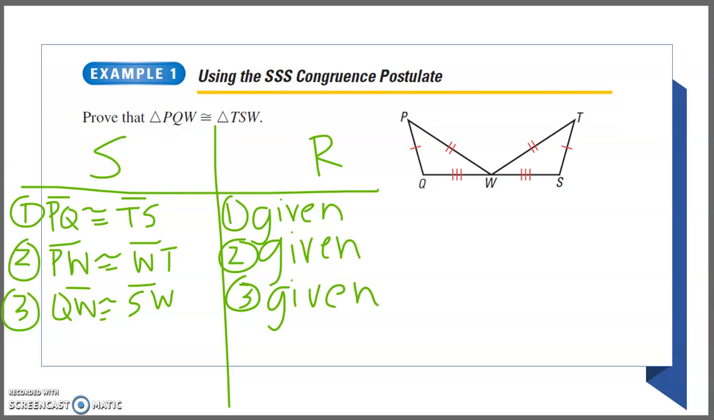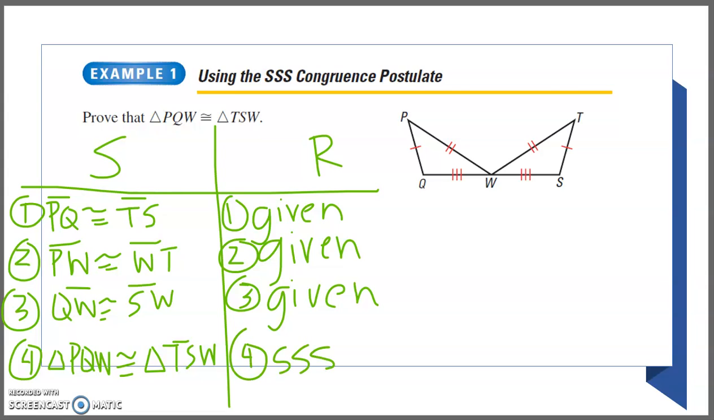Now that we have concluded that all 3 sets of sides are congruent, I'm going to make the statement that triangle PQW is congruent to triangle TSW, by the side, side, side postulate. And technically it's a congruence postulate, so I'll attach that to the end.